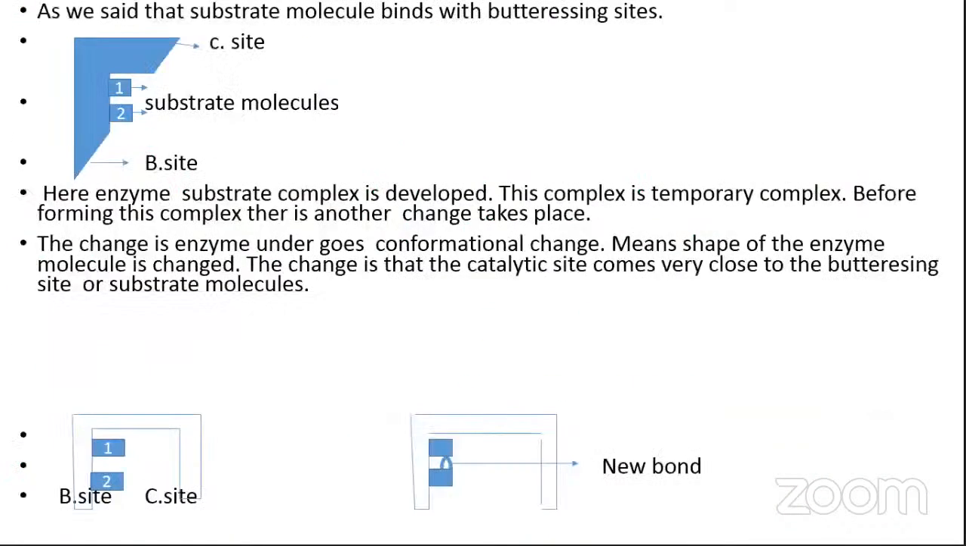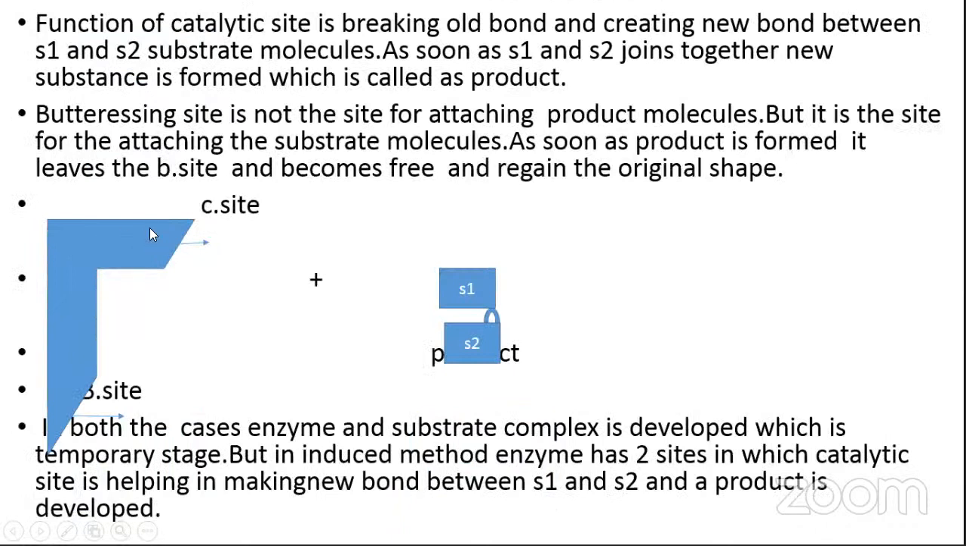Whereas in the induced fit theory, there are two active sites. That is the main difference. And those are the catalytic site and the binding site. Both sites are there on a single enzyme in the induced fit theory. Whereas in the lock and key theory, there is only one active site, which helps in receiving the substrate molecules and developing the complex temporarily. Here also the complex is developed temporarily, but there are two different sites: a catalytic site and the binding site.